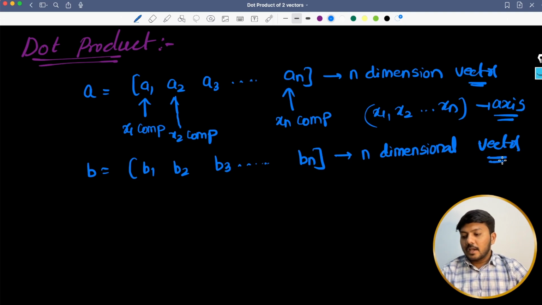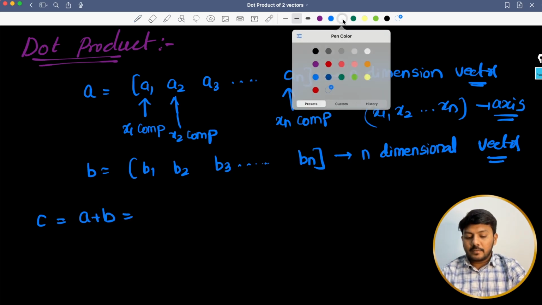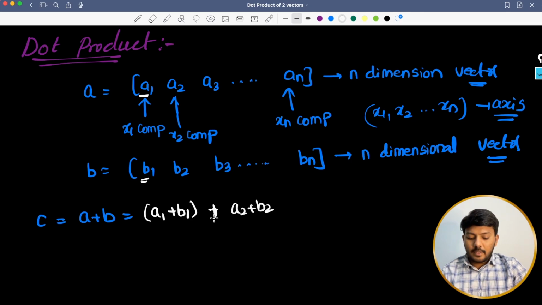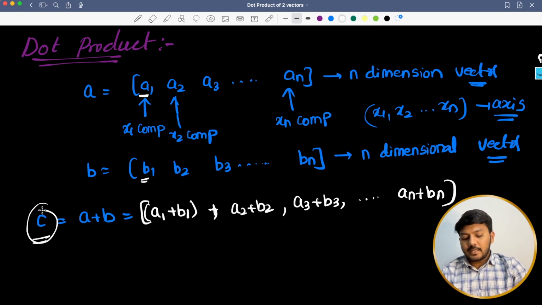Is that clear? Now let's say I want to have a vector called C which is the summation of A plus B. Then how can I do the summation? I have to take the corresponding position values and sum them up: A1 plus B1, A2 plus B2, comma A3 plus B3 up until AN plus BN. So this would be the sum of two vectors.